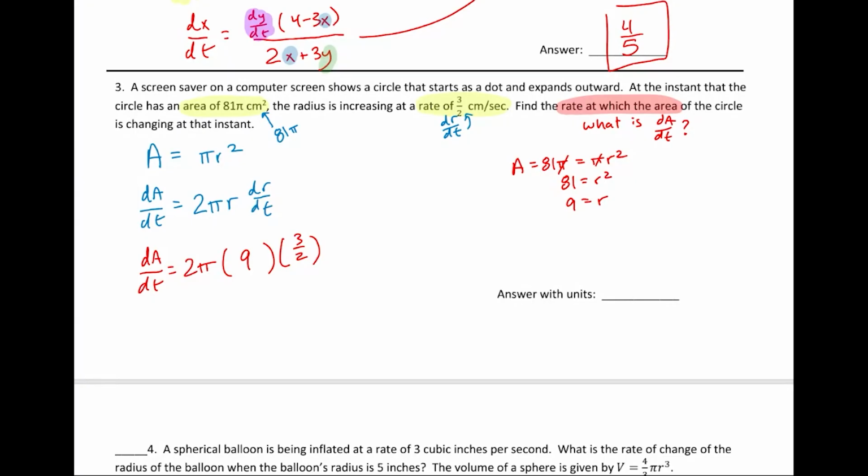So now we just need to simplify this answer here. We've got 2 divided by 2, that's just 1. So we have 9 times 3 is 27. And so we get 27 pi, and we do want to throw in the units there. Since dA/dt is talking about the rate at which the area changes, that's going to be centimeters squared per time unit, which is seconds. Oh, forgot the pi in there.